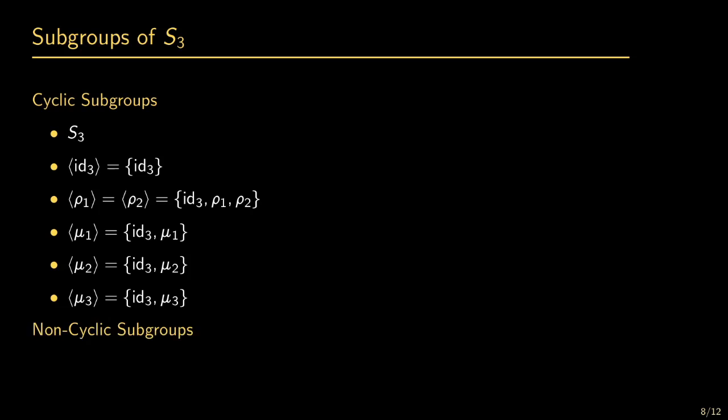How about the non-cyclic subgroups? By the way, you can see right away that none of the elements generate S3 as a whole, because we are expecting that it's not a cyclic group.